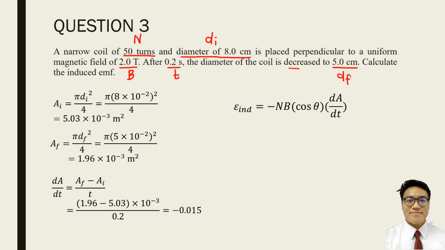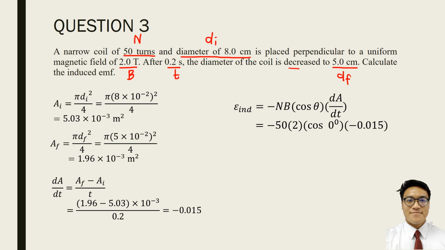So we substitute the values. Our theta here is 0 degrees because theta is the angle between B and A. The vector B and A is 0 degrees because the angle between the normal to the coil and the magnetic field is parallel. Theta is the angle between the normal to the plane and the magnetic field.